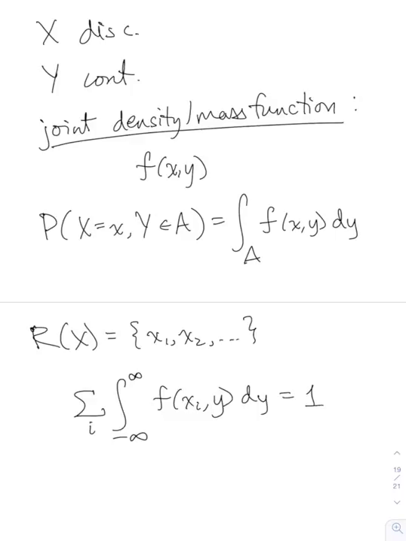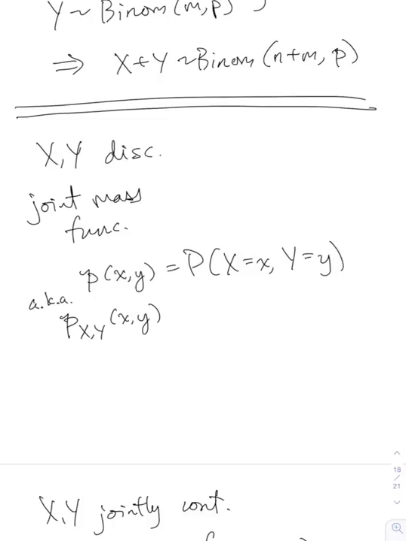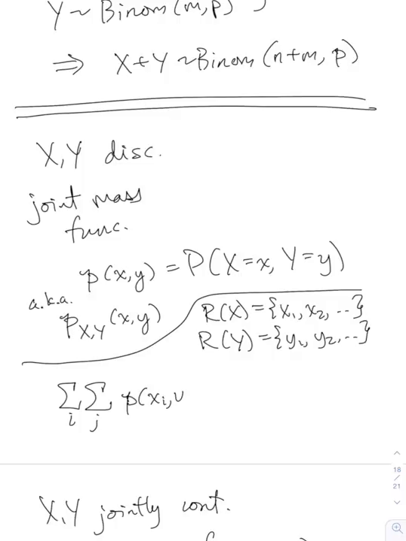So let me scroll up for a second. With the joint mass function, if I sum, so put this on a little side. So if the range of x is x1, x2, and so on, and the range of y is y1, y2, and so on, then if I sum over all the i's and I sum over all the j's of p of x_i, y_j, I'm going to get 1. So when you do the double sum over all the possibilities of a joint mass function, you get 1.